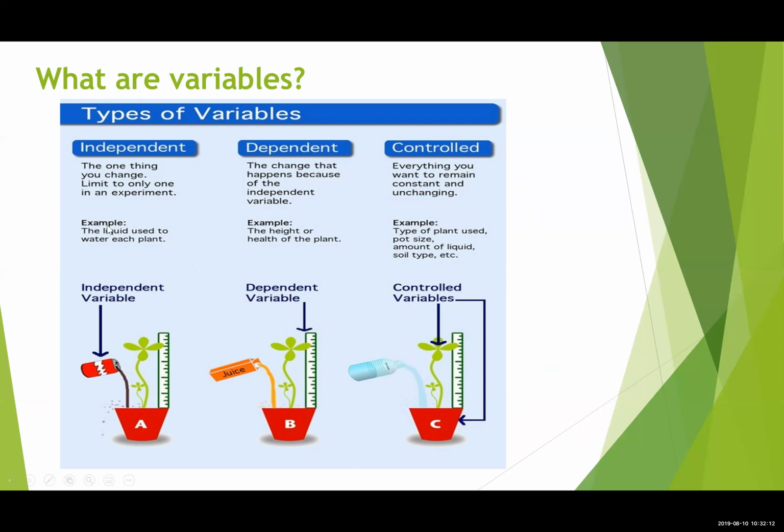So in these examples, the independent variable is the liquid used to water each plant. The dependent variable is the height. And the control is the type of plant used, the pot size, the amount of liquid, the amount of soil. Okay? So they're watering plants with like water, juice, and soda.